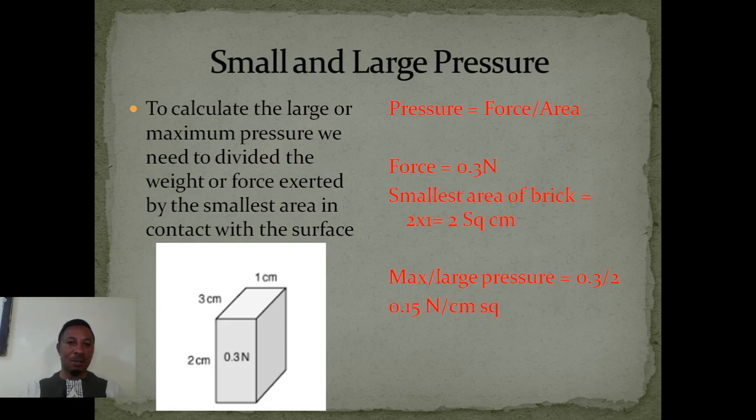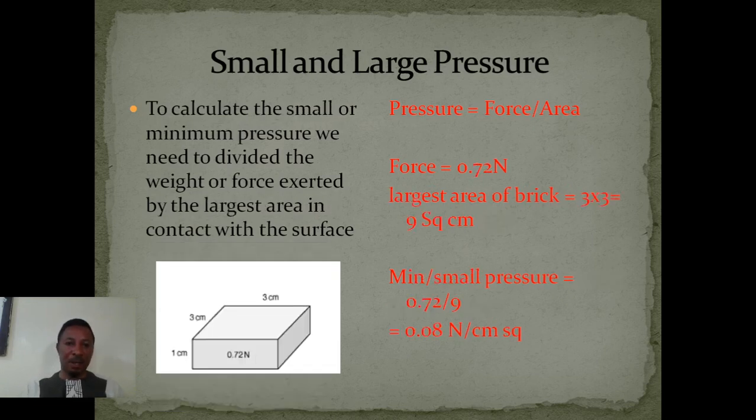Okay, let's look at the other case. If you want to calculate the small or minimum pressure, we need to divide the weight or force exerted by the largest area in contact with the surface. Now, in this case, we can check out the largest area. I think the largest area should be this 3 by 3 or 3 times 3, right? This side.